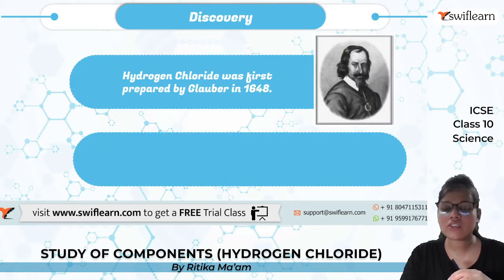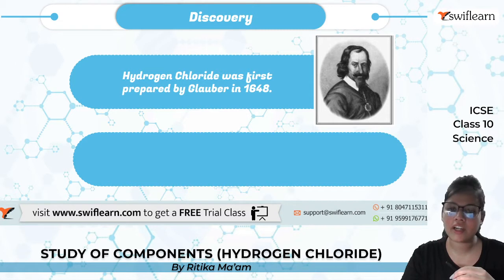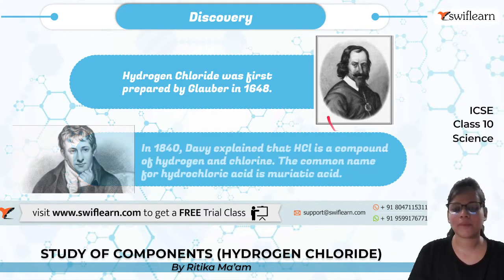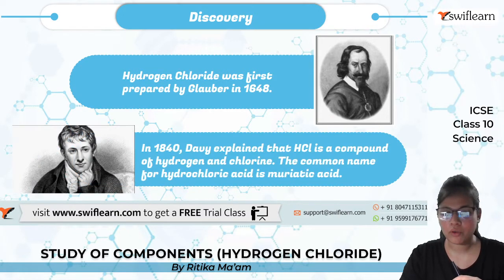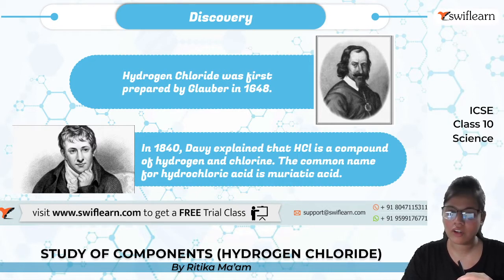This hydrogen chloride was first prepared by Glauber in 1648, so it was prepared a long time back. And in 1840, Davy explained that hydrochloric acid is a compound of hydrogen and chlorine. The common name that we use for hydrochloric acid is muriatic acid.